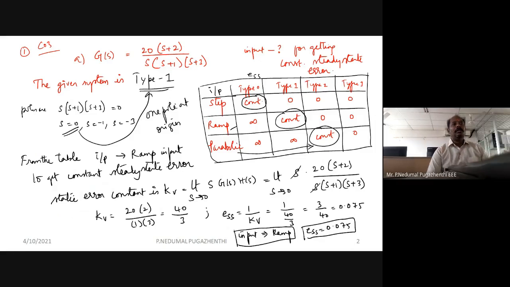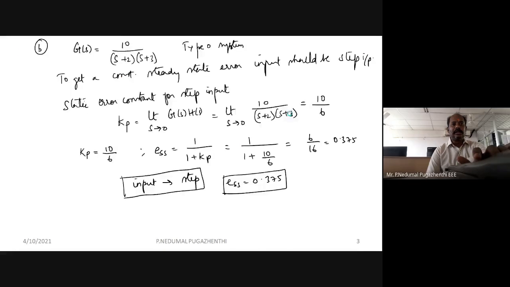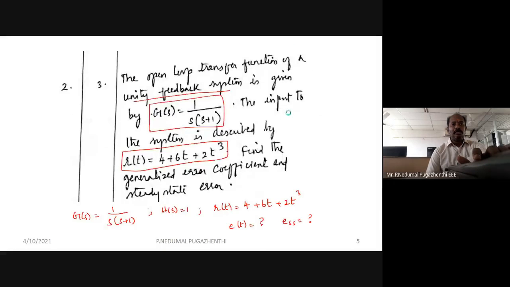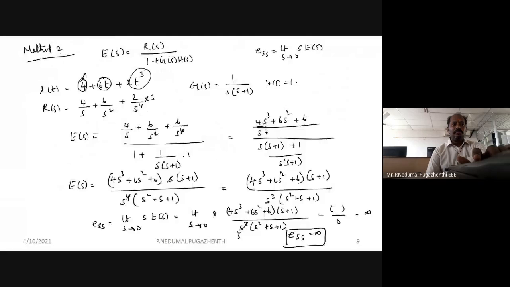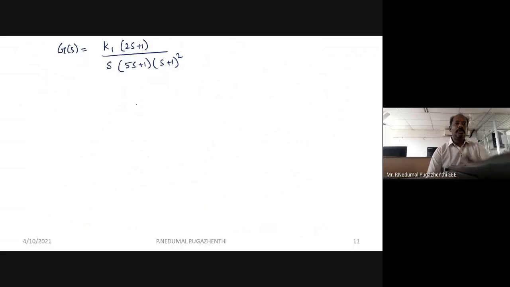Yes, here we already noted that the type of the system is type 1 because you have only one pole at the origin. You can see it in the denominator of the transfer function. To verify with the table, I have gone to this slide. If it is a type 1 system, then only if your input is a ramp input will you get a constant steady state error, as I said, given as 0.1. So for a type 1 system, the velocity error constant should be your static error constant.